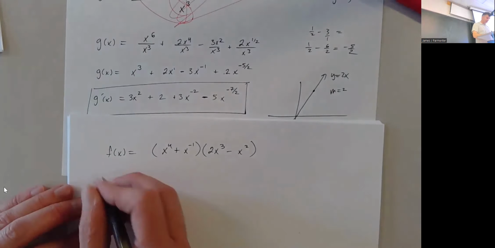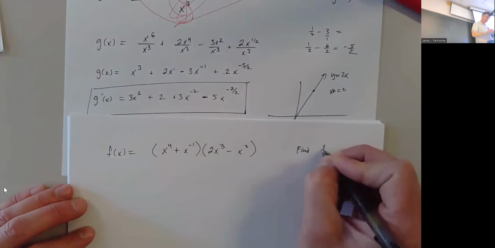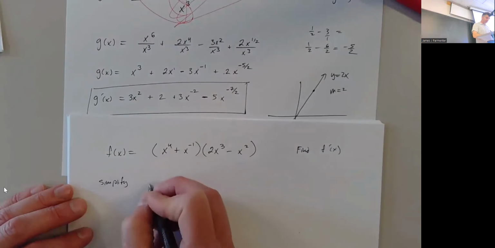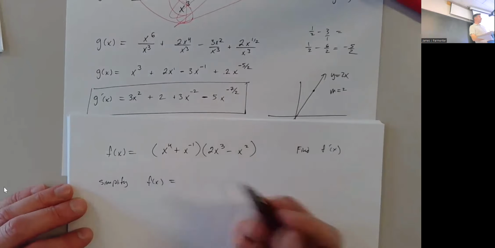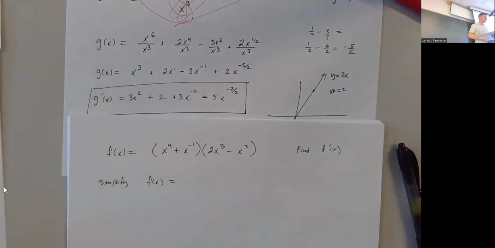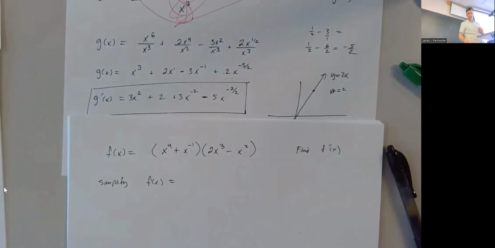So again, I want to find f prime of x, but first I'm going to simplify my function by just multiplying it out. In fact, I want you all to multiply it out. So FOIL that out and see what you get. Think about where I need to go. Okay, good.